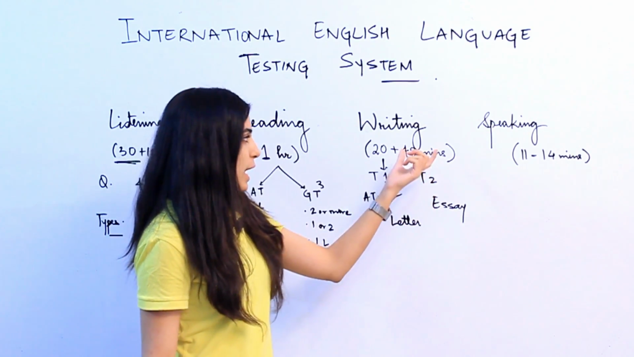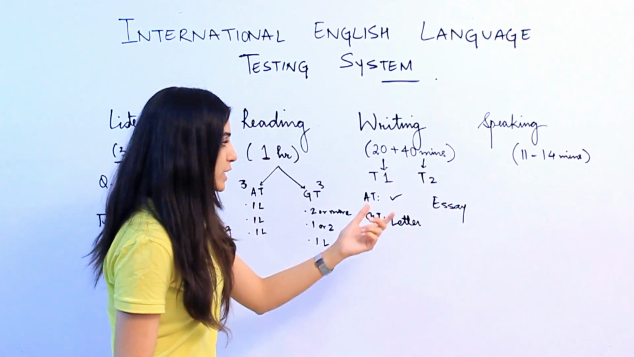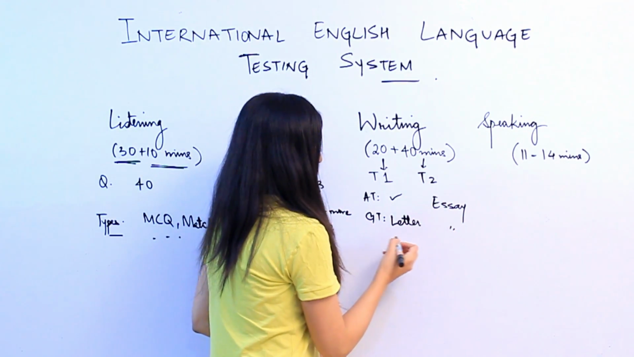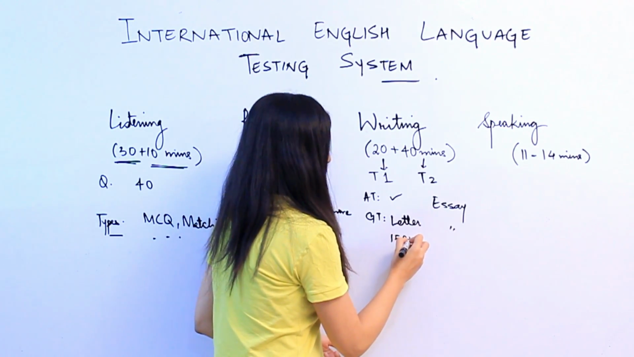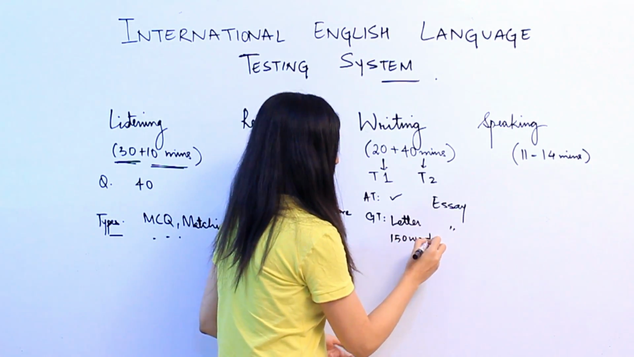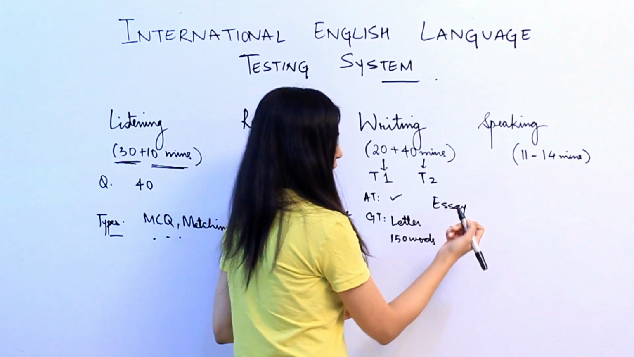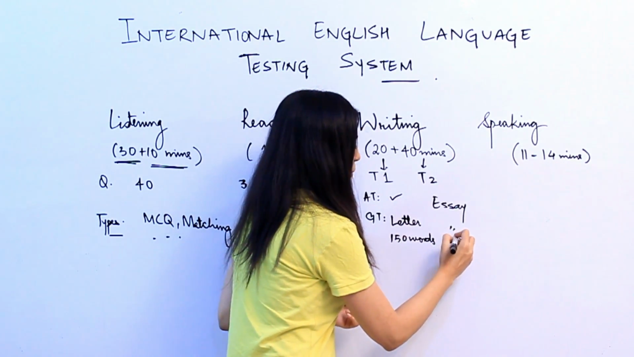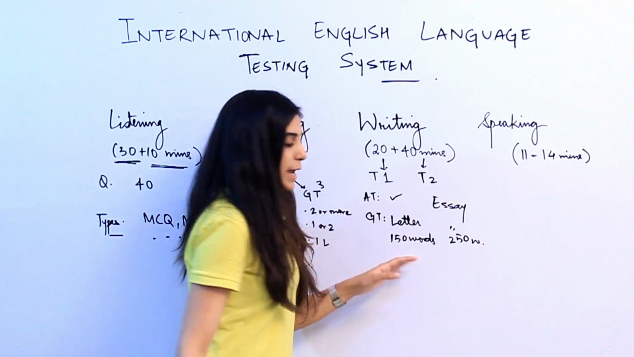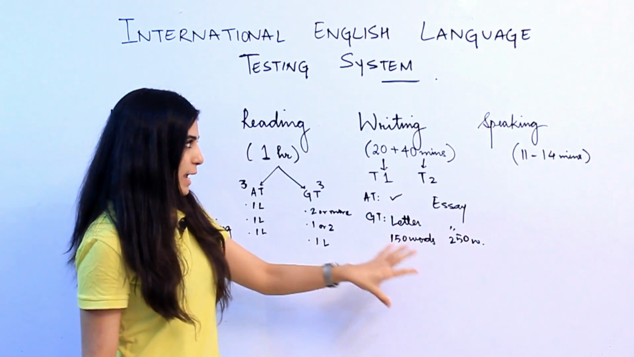After you're done with that, in the next 40 minutes, you have to write down an essay. The letter is for 150 words, or the task 1 in case of both academic and GT, and in case of task 2, the word limit is 250 words. Right? So this is all about the writing section.